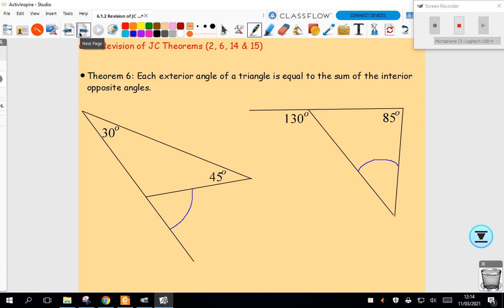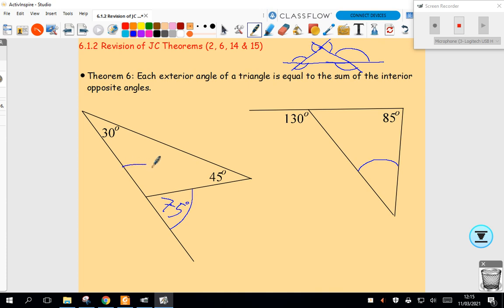Theorem 6 says each exterior angle of a triangle is equal to the sum of the interior opposite angles. And when we have a triangle, every triangle has 6 exterior angles. There's one. Okay? But there's another. And an exterior angle is made by extending the side out and just connecting that up to there. And at every vertex, there are 2 exterior angles. Okay? They're what we call exterior angles. So this exterior angles theorem says the exterior angle is equal to the sum of the 2 opposite interior angles. Notice that would have to be equal to 30 plus 45, 75. That's what theorem 6 says.